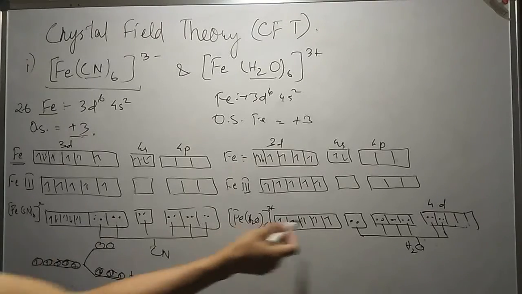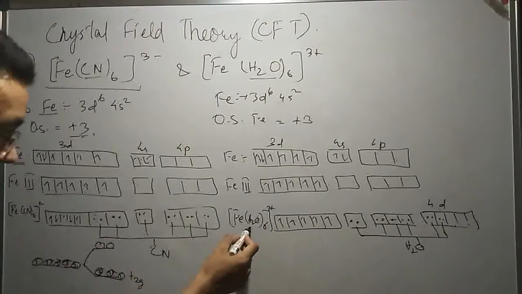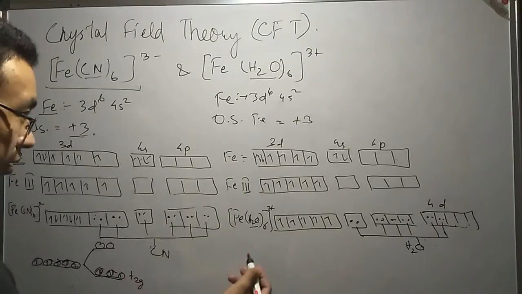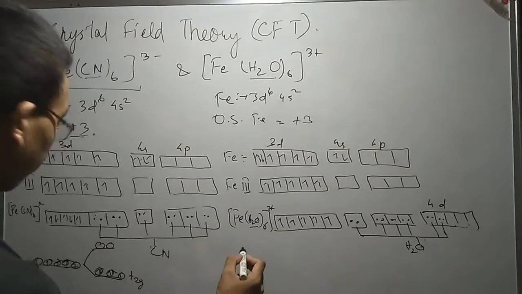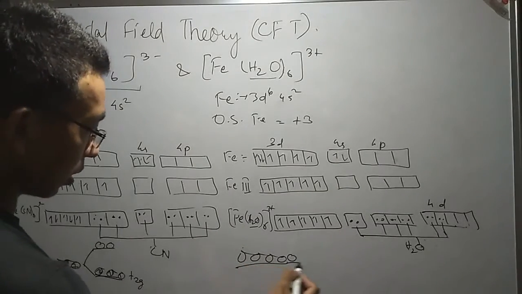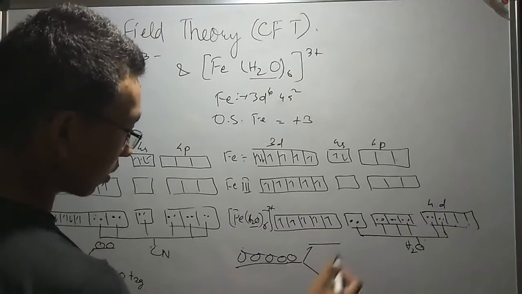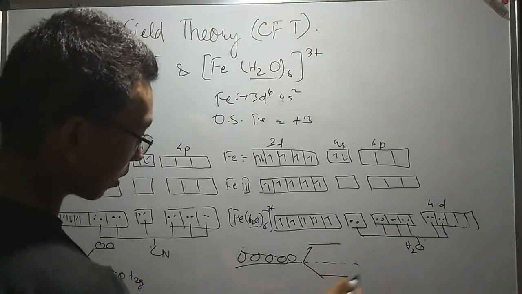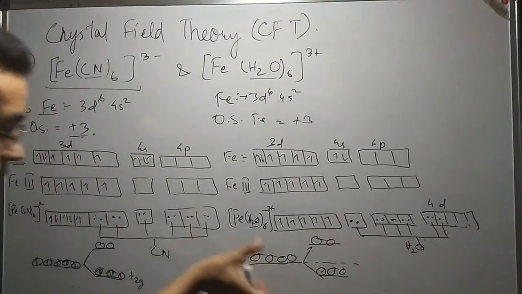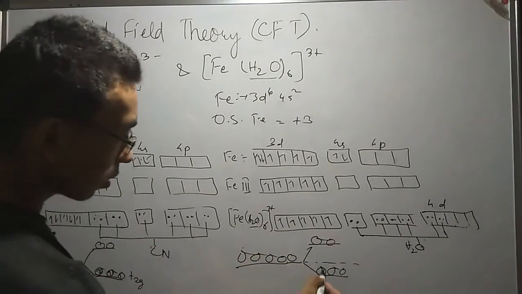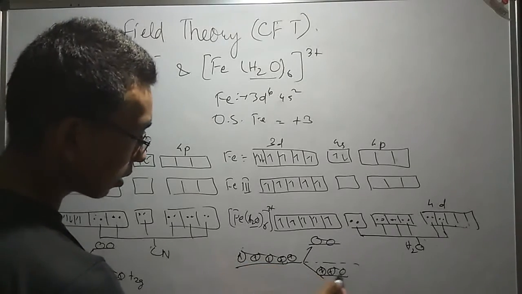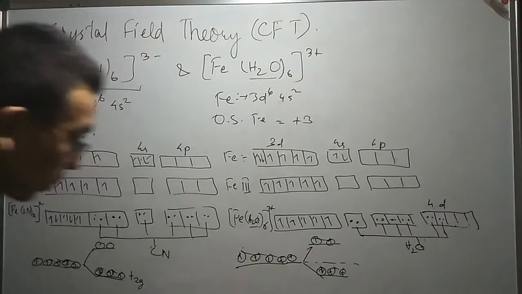For this case, since H2O is a weak field ligand, when the H2O approaches the metal, the gap will be less, therefore all the 5 electrons will be singly filled in all of them.